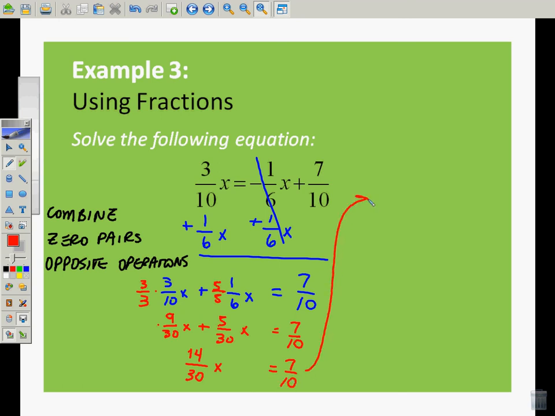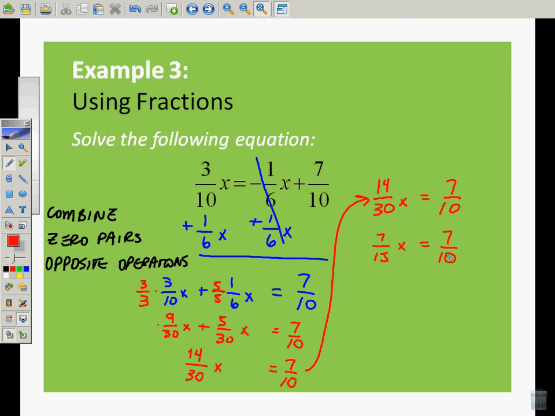And just for clarity's sake, I'm going to come up here to this line. And I've got 14 over 30 x is equal to 7 over 10. Now, I'm going to reduce first. I'm going to reduce this fraction. So I've got 7 over 15 x is equal to 7 over 10.